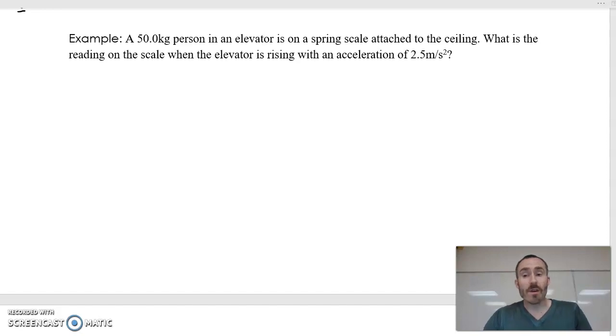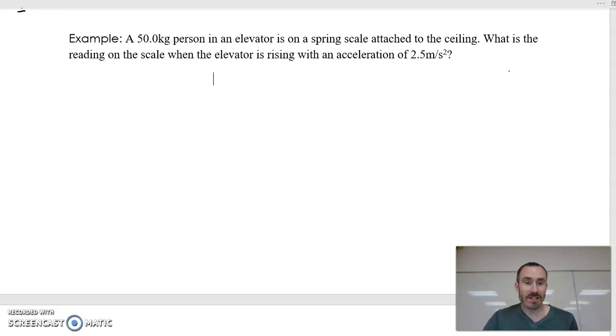For the second one, we have a 50 kilogram person in an elevator, and they're hanging from a spring scale that's attached to the ceiling. What is the reading on the scale when the elevator is rising with an acceleration of 2.5 meters per second squared? Now this is not a common run-of-the-mill situation you're ever going to find yourself in, but it's an interesting thought experiment anyway. And so we're going to draw a little picture of what's going on here.